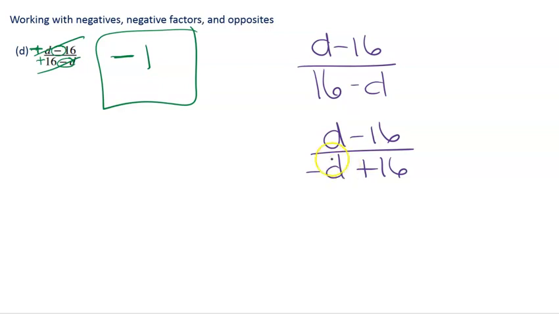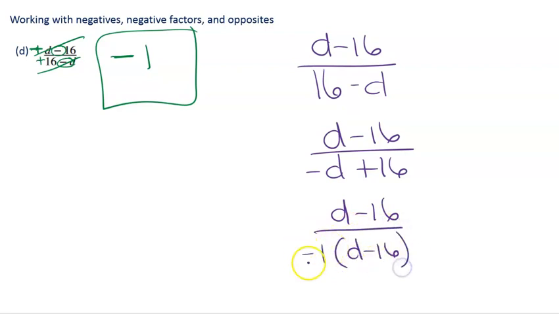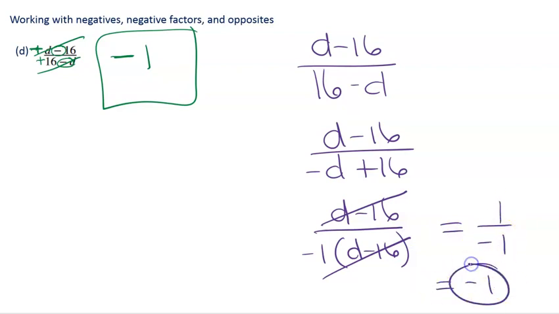So what would I do? I'd factor out this negative right here. So you have d minus 16 over negative 1 times d minus 16. Remember, when you factor out a negative, both signs change. And this d minus 16 cancels with that one, and that leaves you with 1 on top, negative 1 on the bottom, and that leaves negative 1.